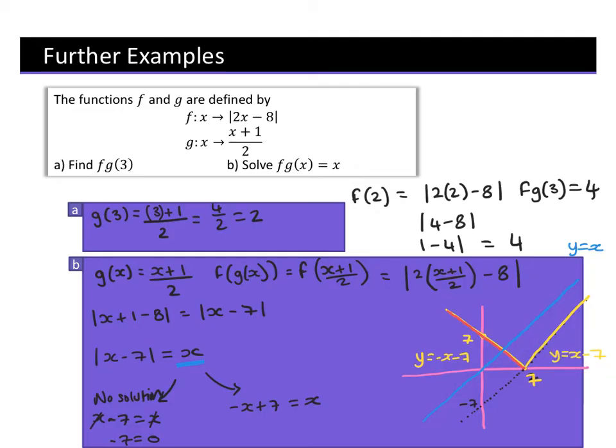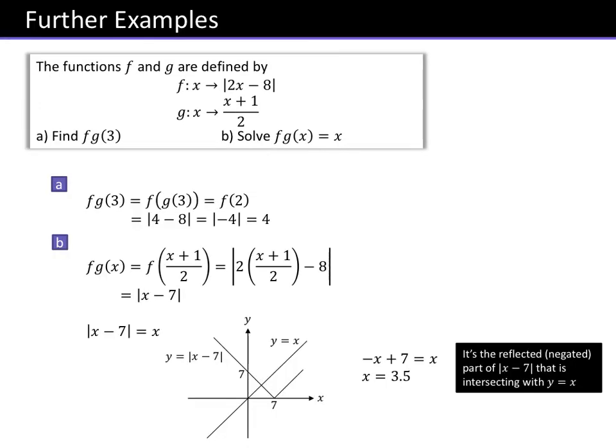Then on the other side, we have minus x plus 7 equals x. So 7 equals 2x. So our x coordinate is 7 over 2, which is here. I think that's all we've got to work out.